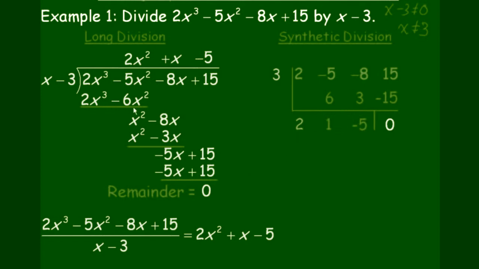So they are the same in the sense that if I did this with long division, I would write my division statement the same way: 2x cubed minus 5x squared minus 8x plus 15 divided by x minus 3 equals 2x squared plus 1x minus 5. After the remainder, these go in order, constructing the coefficients of whatever your variable is: the coefficient of the x squared, the x cubed, the x.